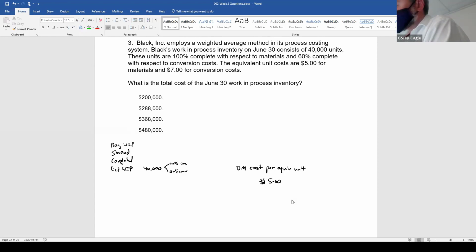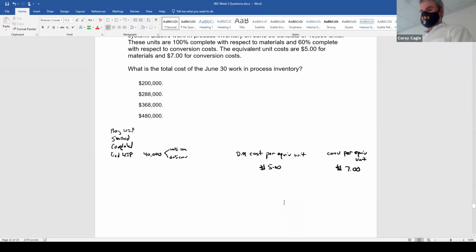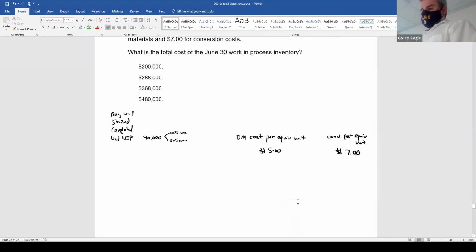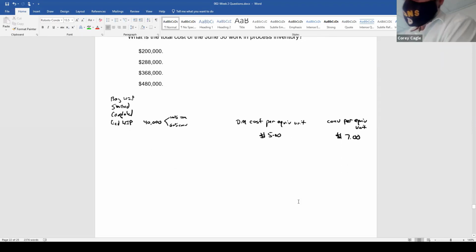All they tell us is direct material cost or equivalent unit, $5. Conversion cost, $7. And then they say, how much is your work in process cost? All right, cost of ending work in process. Well, we got 40,000 units that are 100% complete on materials. $5 per unit.